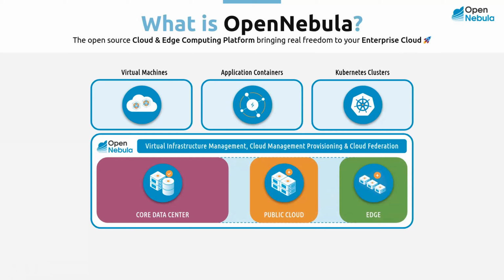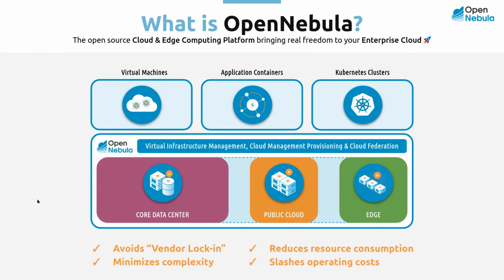So we've actually turned OpenNebula into a quite powerful cloud and edge computing platform for our different users and corporate customers. The whole idea, despite all these changes, has always been the same: trying to avoid vendor lock-in, helping people reduce their resource consumption, and making something as simple as possible to operate, deploy and maintain. And in that way, also reduce operating costs. That's always our objective.